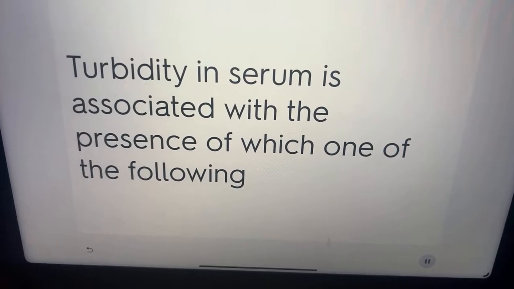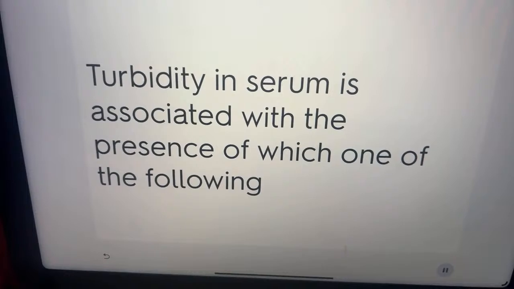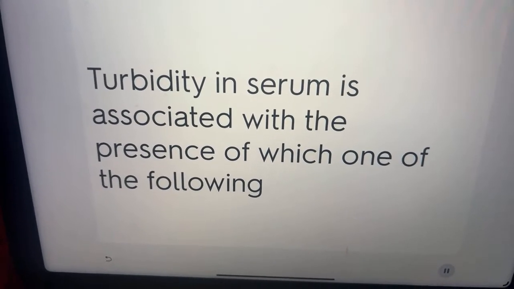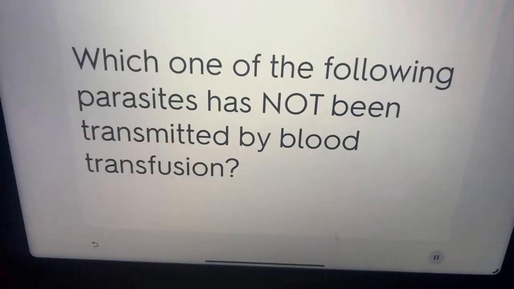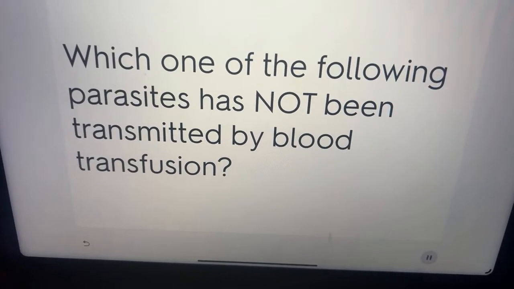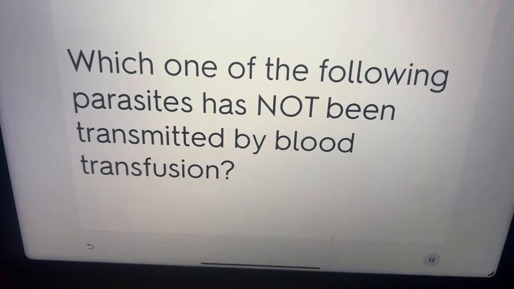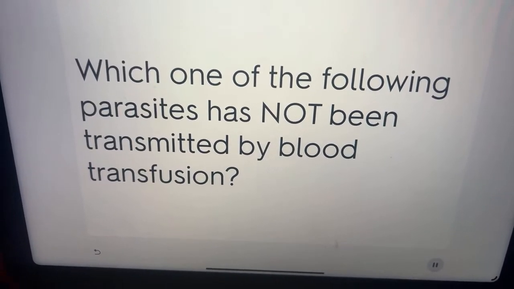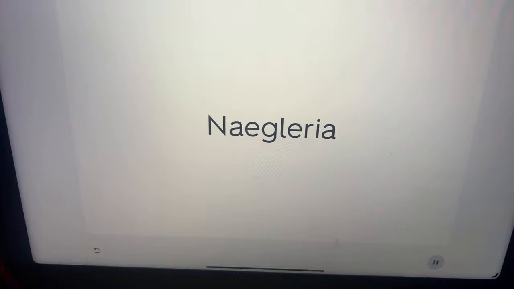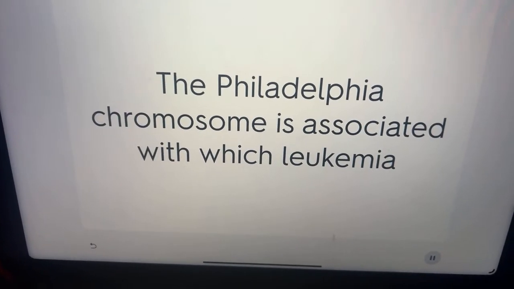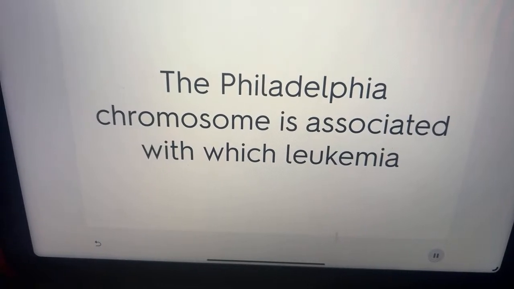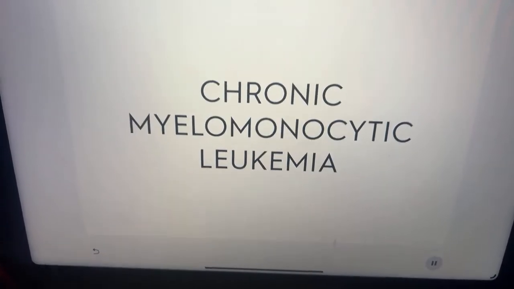Turbidity in serum is associated with the presence of which one of the following? Chylomicrons. Which one of the following parasites has not been transmitted by blood transfusion? Naegleria. The Philadelphia chromosome is associated with which leukemia? Chronic myelomonocytic leukemia.